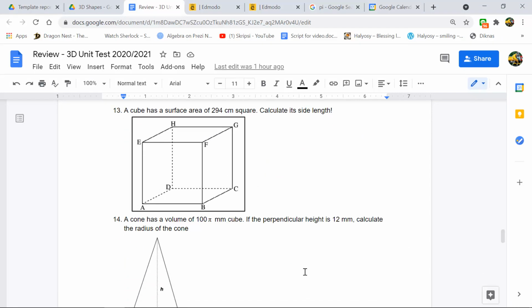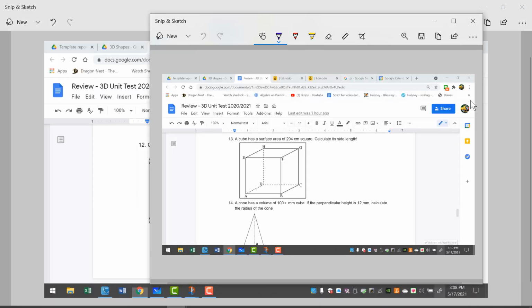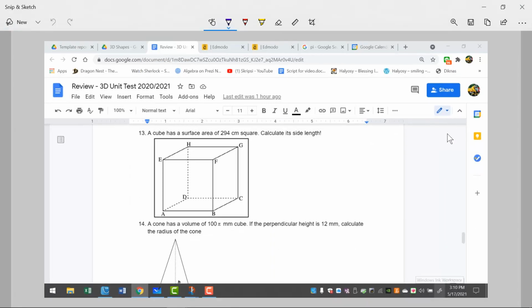A cube has a surface area of 294 centimeters squared. Calculate its side length. And actually, we do the same thing as before. We know the side length and we find the surface area. This is the inverse operation. So whenever you see this kind of question, just write down the formula first, right? Because it talks about the surface area, and you know that the surface area of a cube is 6s squared.